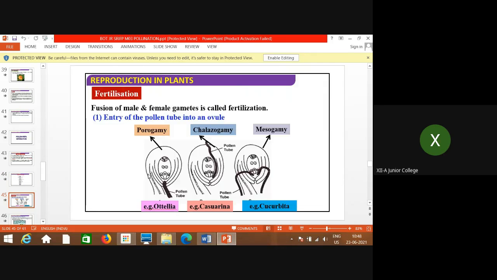Okay. Now, fertilization, the different ways we discussed, that is the entry of the pollen tube into the ovule. Porogamy: when the pollen tube enters through the pore, that means the micropyle, that is called porogamy. When the pollen tube enters through the chalaza end, that is called chalazogamy. When the pollen tube enters through the integuments, it is called mesogamy. So these are the three ways of entry of the pollen tube.